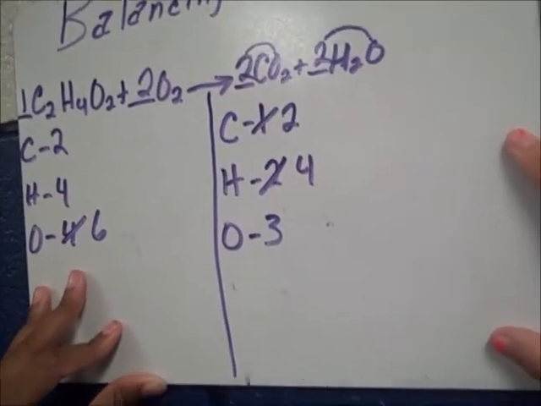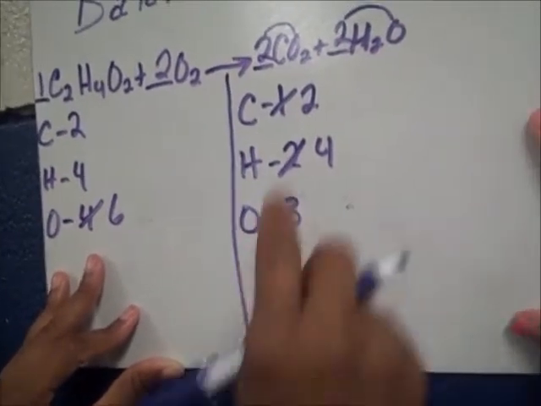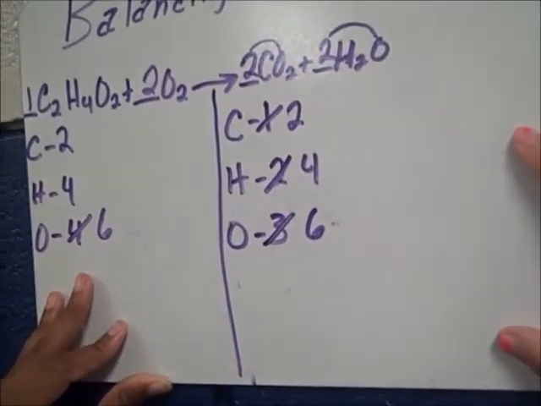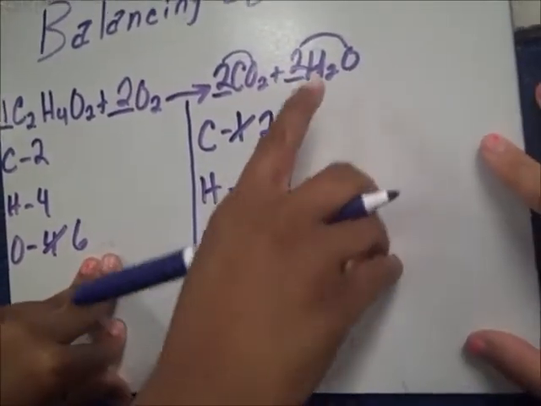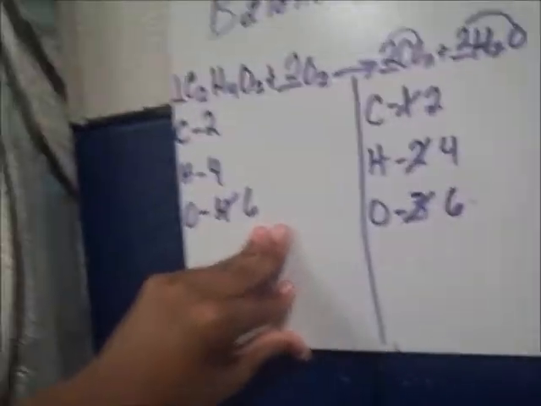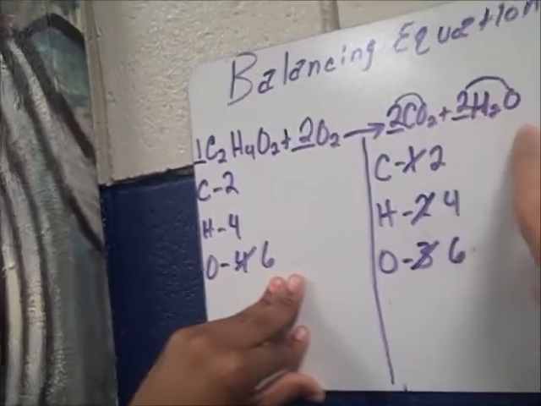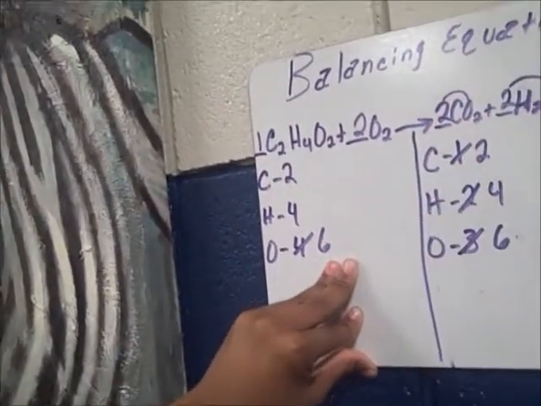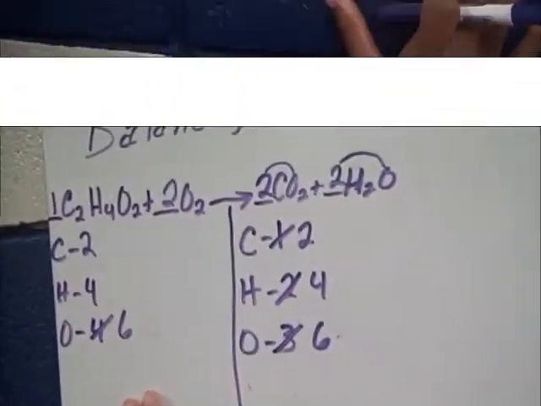And then come over here. And this O right here is going to be 6 also. Why is that going to be 6? Let me see. 4, 5, 6. Yeah, right here and right here. Okay, and that's balancing out.